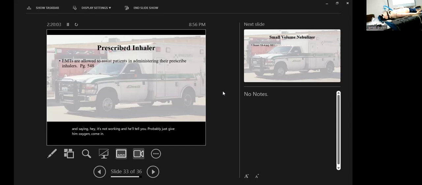Correctly, they can assist with the first dose without medical direction. I think maybe you can assist with medical direction. Yeah, we'll have to look that up, make sure. But I was thinking it can be a standing order for assisting the first dose.